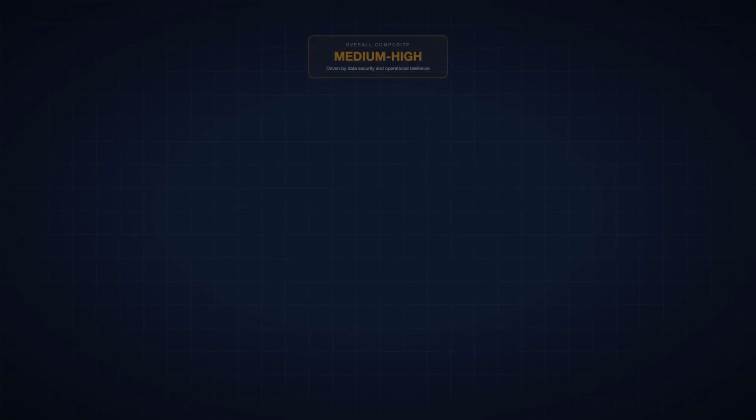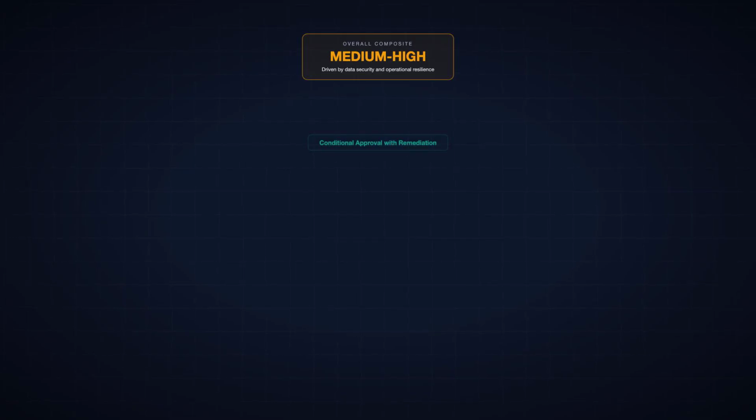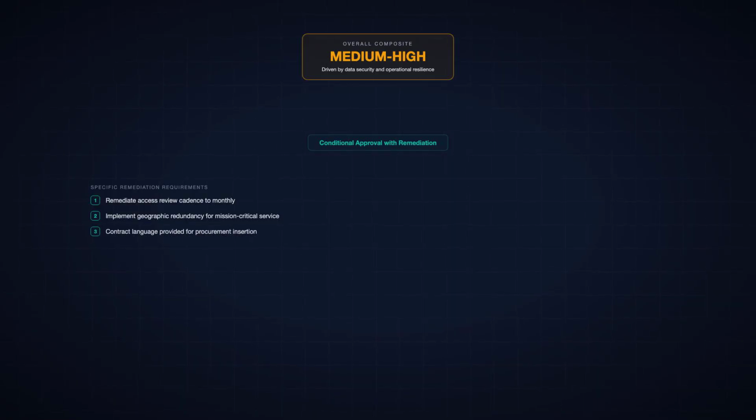Overall, medium-high, driven primarily by data security and operational resilience concerns. Recommended, conditional approval with specific remediation requirements on access management and geographic redundancy. Every rating traces to specific questionnaire responses and audit findings. Every remediation requirement includes language your procurement team can insert directly into the vendor contract.